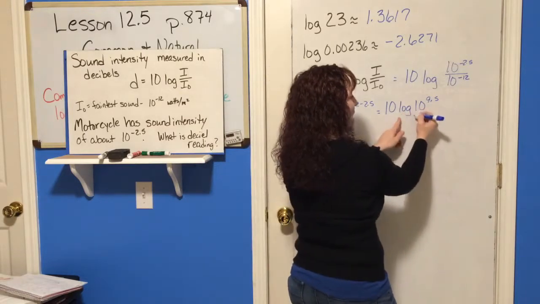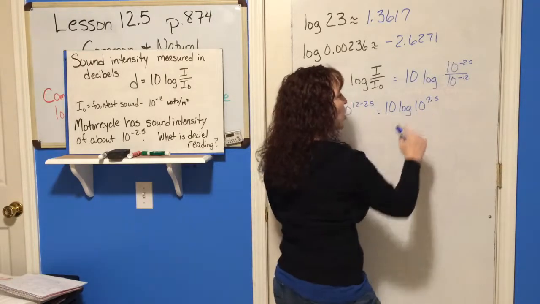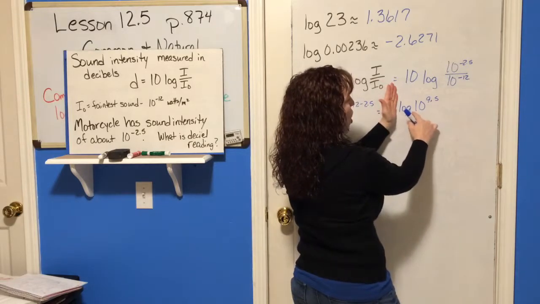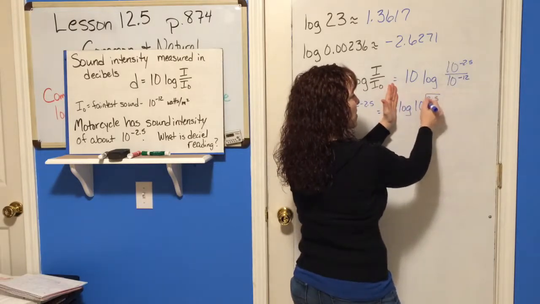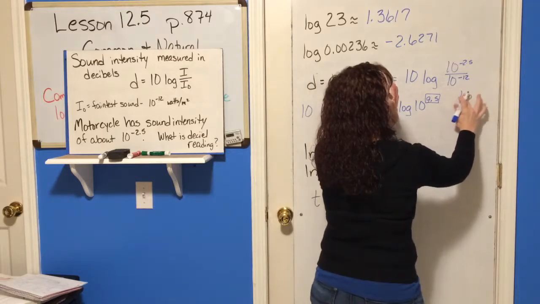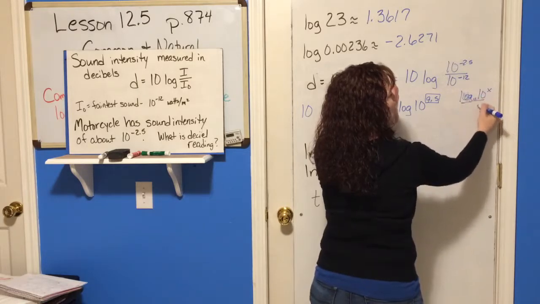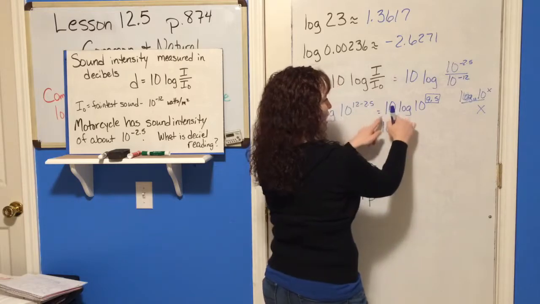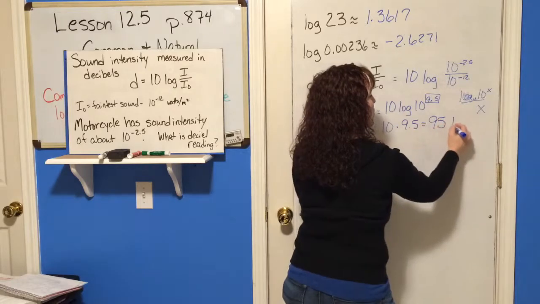Log base 10, because we don't see a base, it is 10, right? So log base 10 of 10. Remember that if we have a base of the log and the log that's exactly the same, then our answer is just the exponent. So remember, log base 10 of 10 to some power is the same as just that power. So this is just 9.5. So now we simply have this 10, we didn't lose it, times 9.5, which is just 95 decibels.